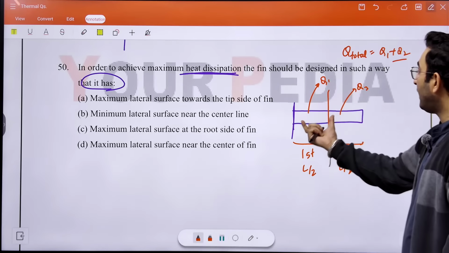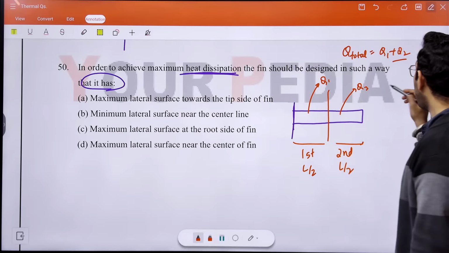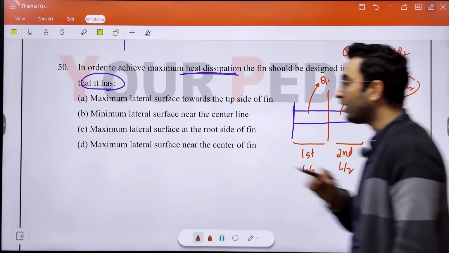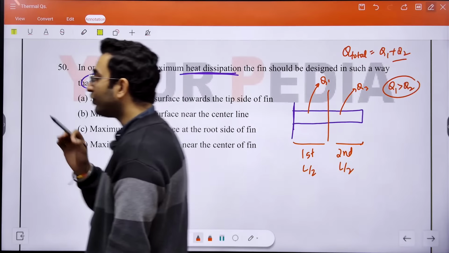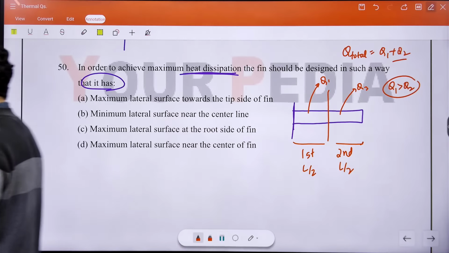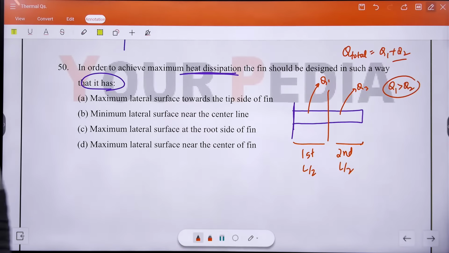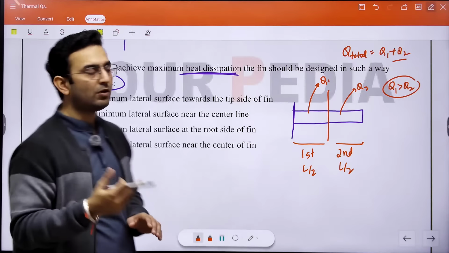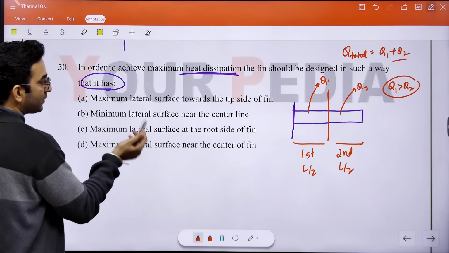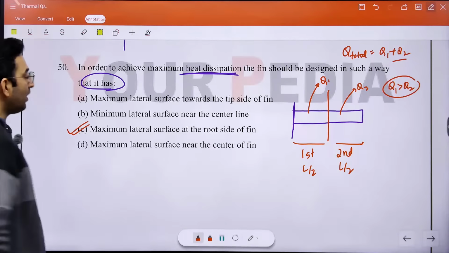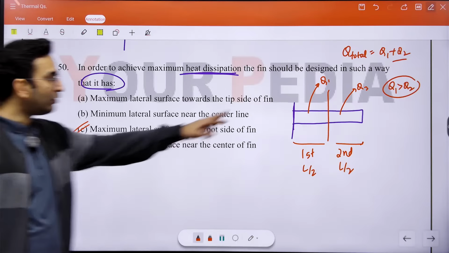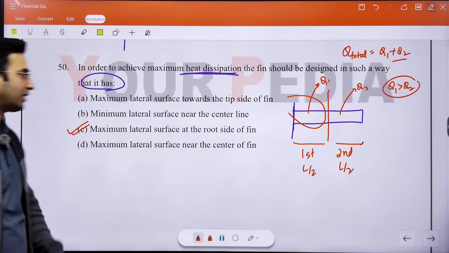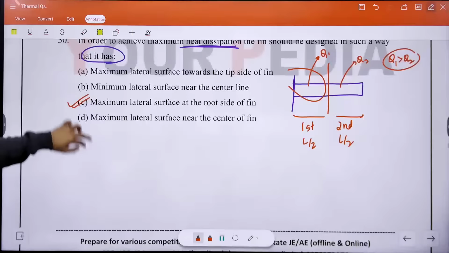And if you see lengthwise, the first half of the length rejects most of the heat as compared to the second half. Okay, that means the additional use of material on the second half is not going to benefit you. It is not rejecting a large amount of heat as compared to the first one here. So from an economical point of view, maximum lateral surface at the root side of the fin is most efficient as compared to the later half. Okay, that we have to understand. So option number C will be the correct answer.